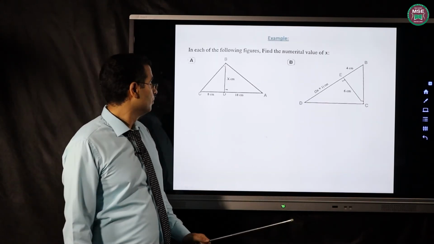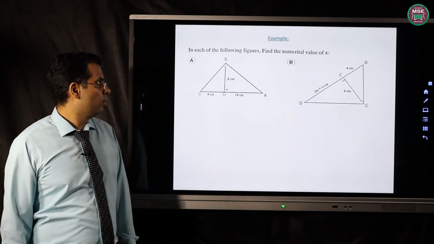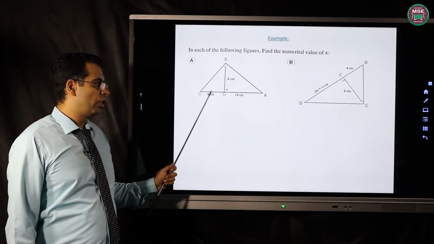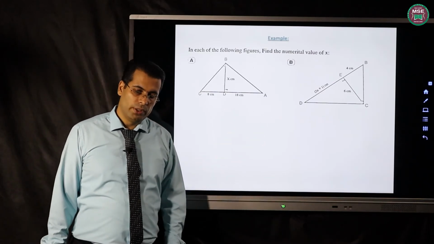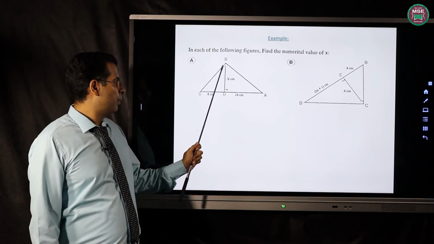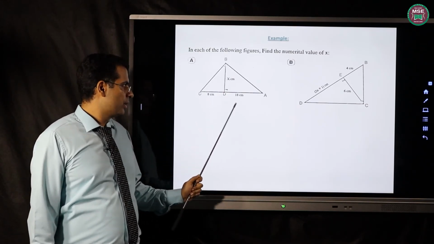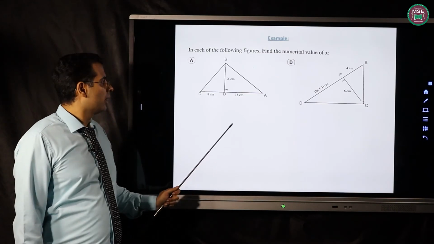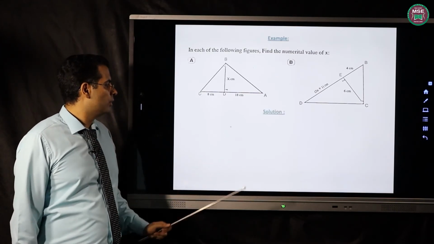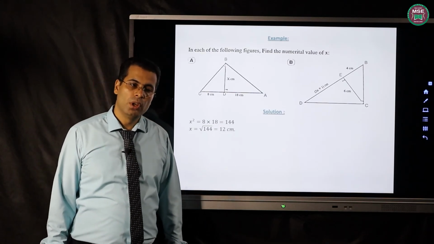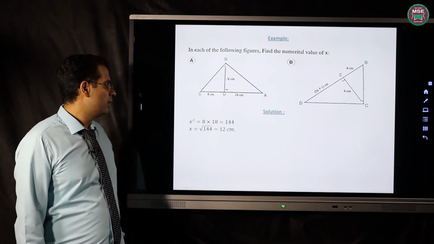Another example: in each of the following figures, find x. Okay, we have a right angle triangle and the altitude, then we can use Euclid. Here, DB squared equals DC times DA. Therefore, x squared equals 8 times 18 equals 144. Therefore, x equals the positive root of 144, which equals 12.